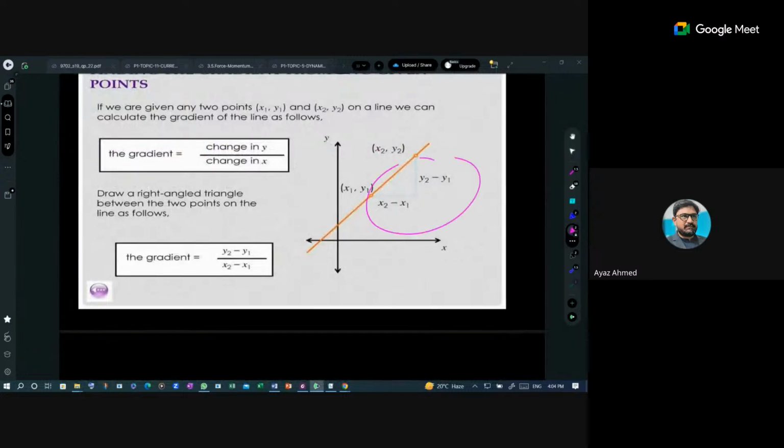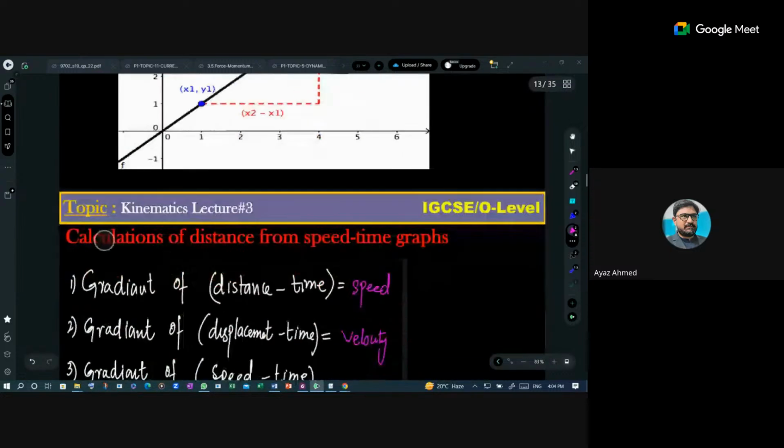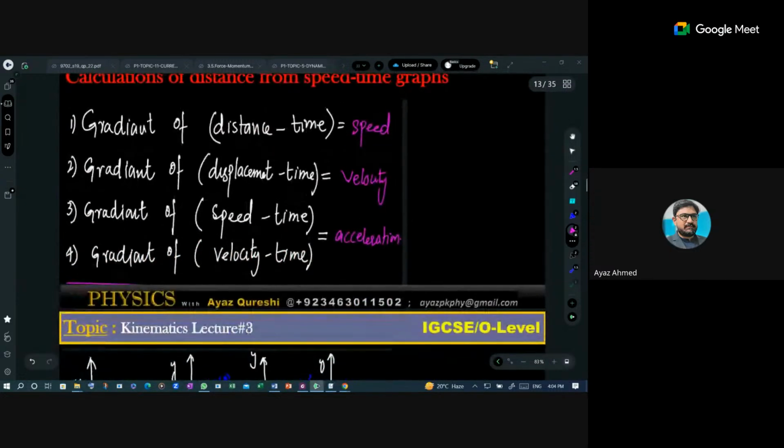This was the second slide that I explained right over there in the same point. This is again rise over run, again rise over run. And then I told you, this was an important thing, that gradient of distance time will give you speed, and gradient of displacement time gives you velocity, and gradient of speed time and gradient of velocity time gives you acceleration.